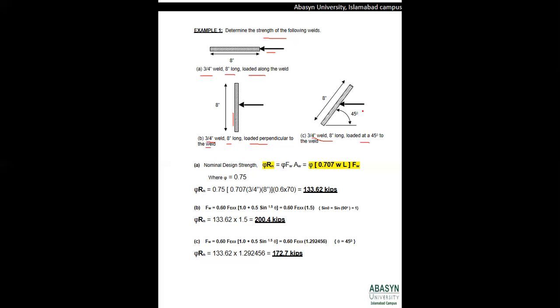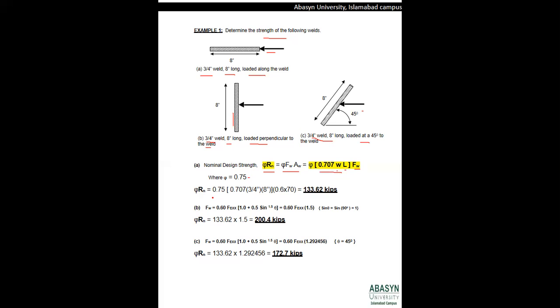Well, to calculate the nominal strength of part A, we will use the formula that we studied in the last slide, that is phi Rn is equal to phi Fw times Aw. And we studied that the area of the weld, Aw, is 0.707 W times L, where W is the thickness of the weld and L is the length of the weld, multiplied by Fw, and the value of phi that we use for welded connections is 0.75.